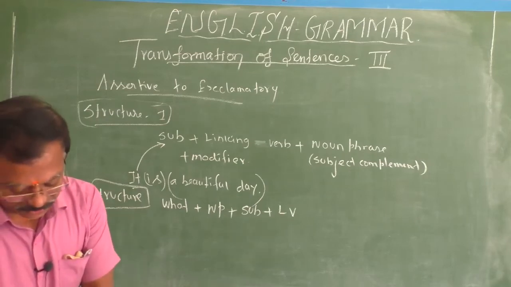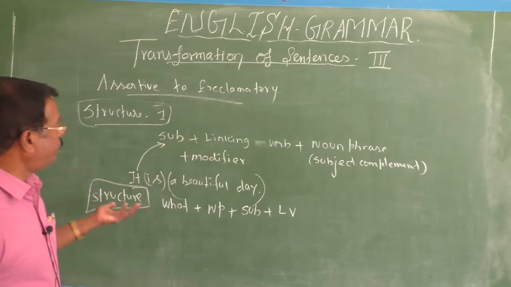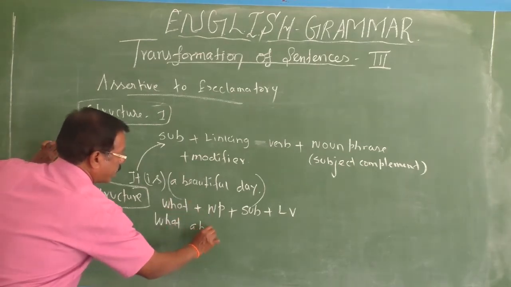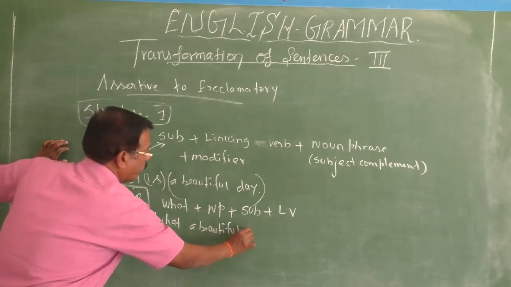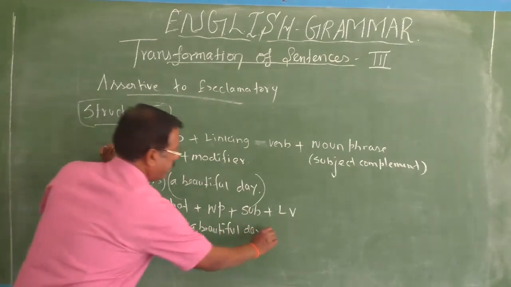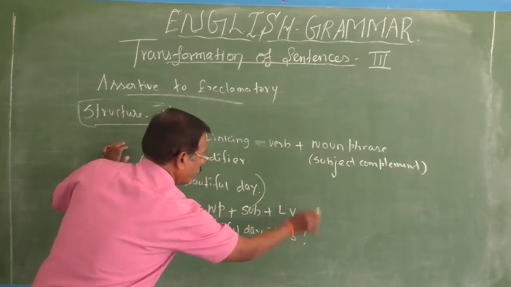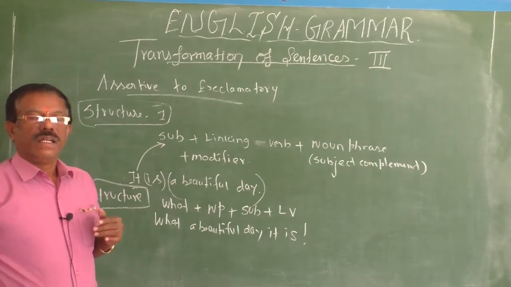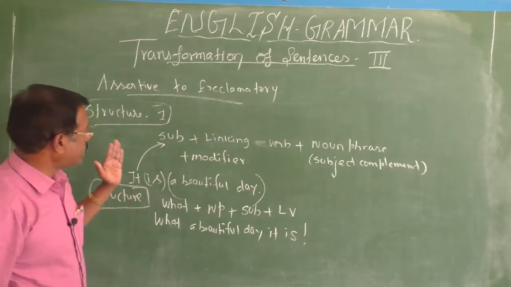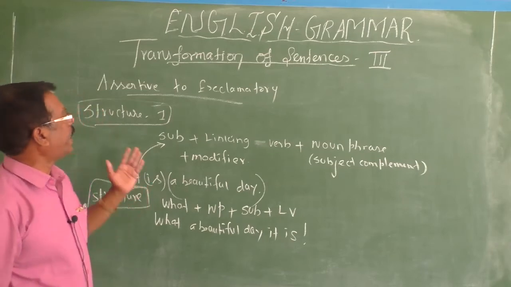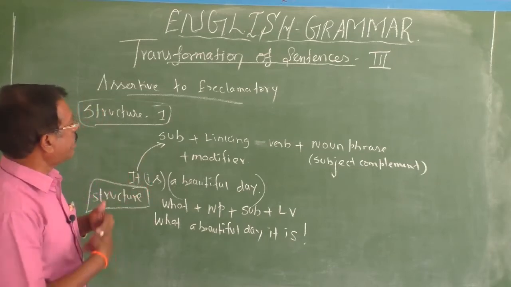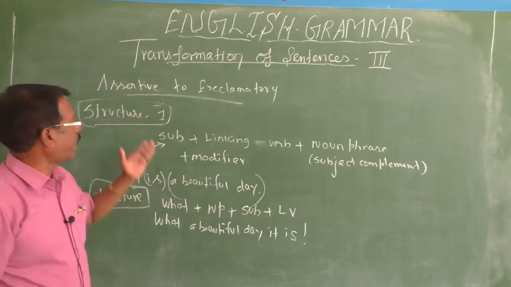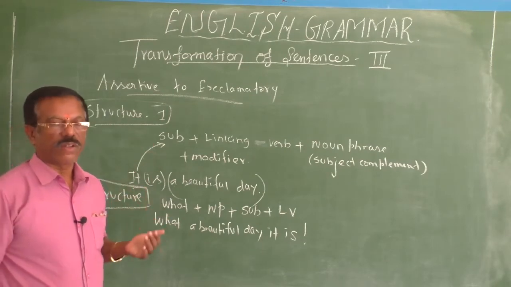Then how can you change this one? What a beautiful day. See, what plus noun phrase, what a beautiful day, subject it, verb is. Don't forget to put the exclamation mark. What a beautiful day it is! Okay, so these are the rules that exist behind this transformation. When you transform an assertive sentence into an exclamatory sentence, you have to follow this structure. You have to follow this rule.